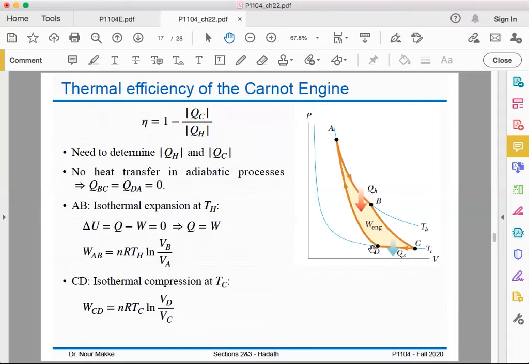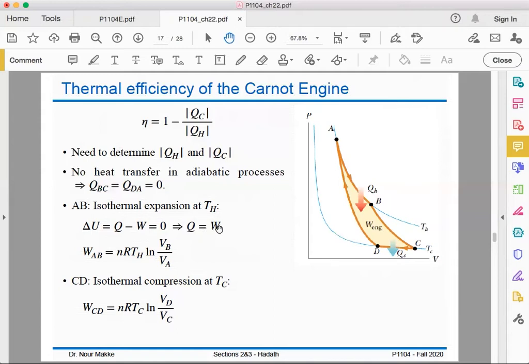AB, just like CD, are isothermal processes. AB is an isothermal expansion, and from C to D is an isothermal compression. But regardless, we know that during an isothermal process, delta U is equal to 0 for an ideal gas, because delta U is equal to nCV delta T, and delta T is equal to 0 because T is not changing. So delta U is equal to 0, and therefore, according to the first law of thermodynamics, Q is equal to W.